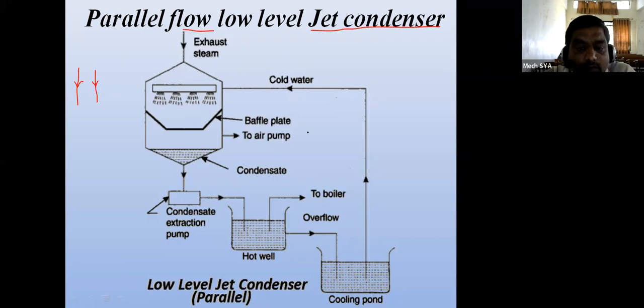And low level means that this condenser is at a very low height, and much more height is not there. So this is a cooling tower, and here a cooling pond is there. Exhaust steam and cooling water flow in the same direction. Now, here is one jet condenser vessel. This is called the condenser vessel.